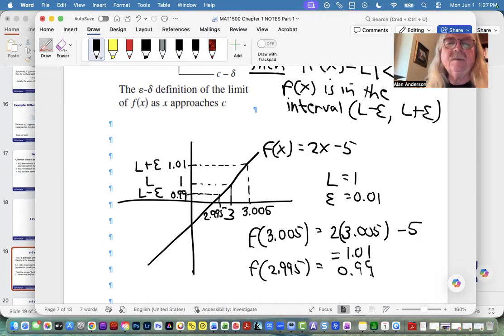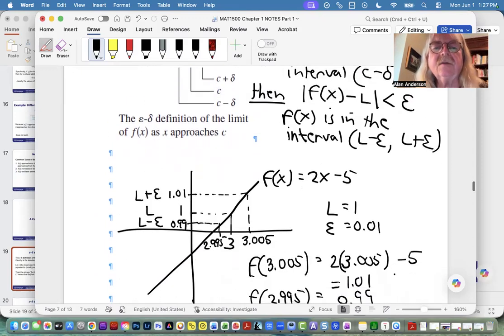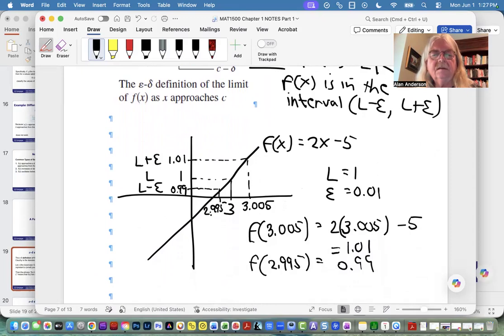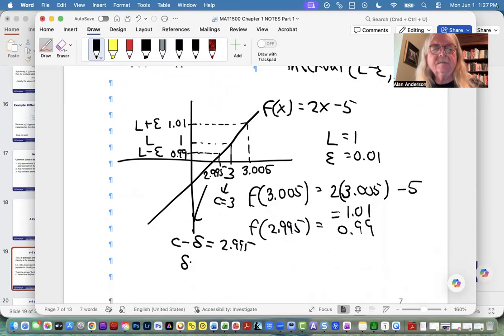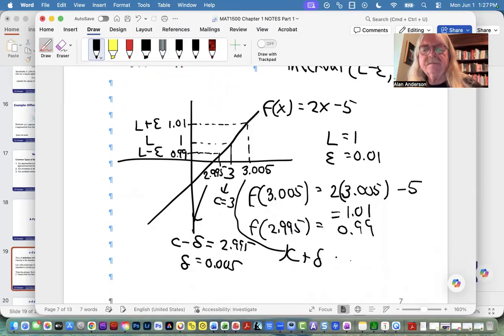So you remember from this graph up here, C is the 3. And the gap here, C minus delta, being 2.995, implies that delta must be 0.005. And the same thing is true up here. This is supposed to be C plus delta. And that would be 3.005. And it is. Okay.